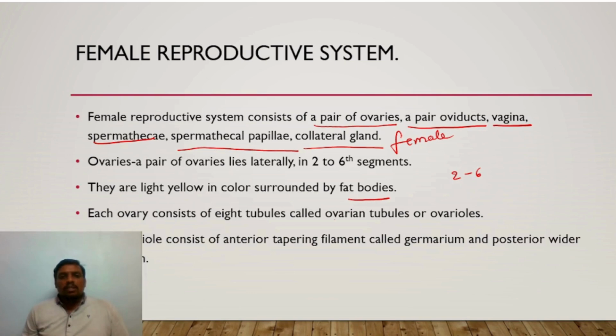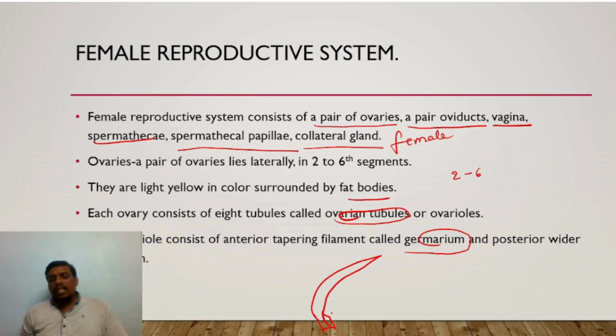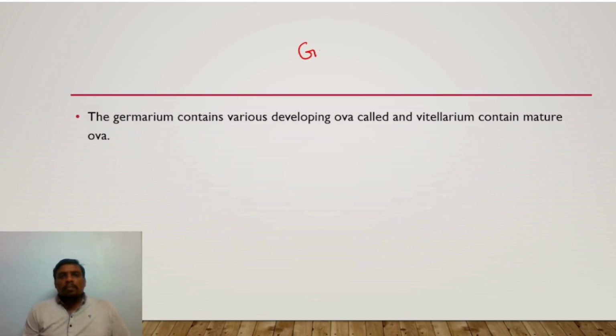Each ovariole consists of an anterior tapering filament, called the germarium, and a posterior wider structure, called the vitellarium. Now, what do you mean by germarium and its functions?